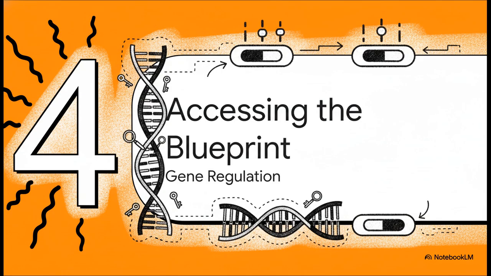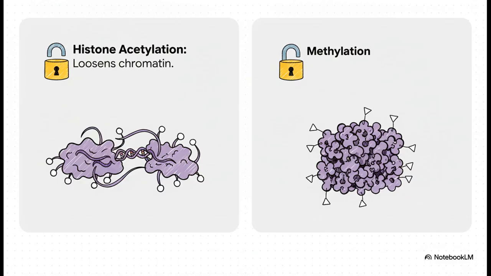So that leads to the next big question, right? If the blueprint is packed away that tightly, how does the cell get in there to read a specific gene when it needs to? This is where we get into the super cool topic of gene regulation. It's all about controlling access. And this slide right here, this is a hugely important comparison. You've got to know this.